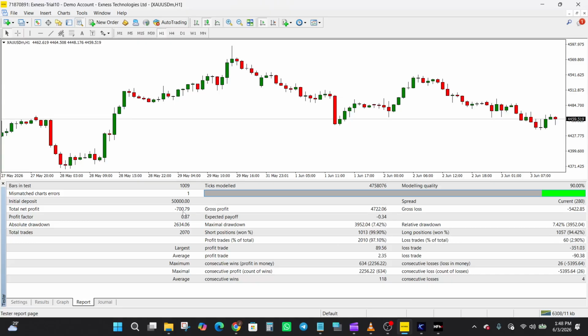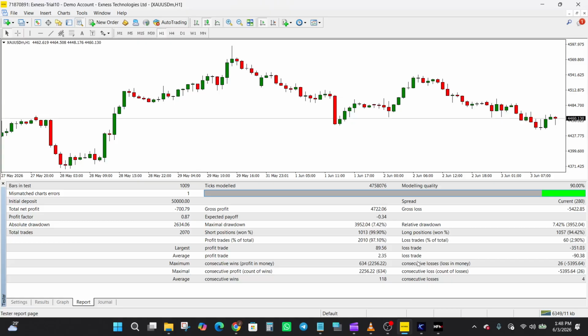Now, that brings us to risk to reward ratio. Let us get to the profit section and the losses. You can see largest profit was $89.56. The largest loss was $351.03. See the difference. Average profit was $2.35. Average loss was $90.38. You can see the difference. Despite the amazingly high win rate, the very, very poor risk to reward ratio led to a negative net profit.